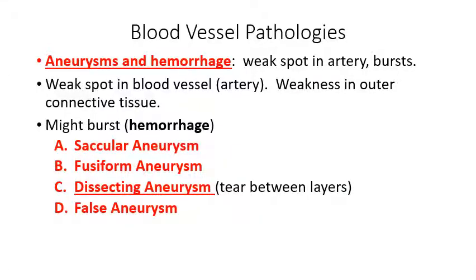Okay, so we talked about a saccular aneurysm versus a fusiform aneurysm. There's another type called a false aneurysm, which is where you just have a growth of tissue on the artery, so it looks like it's bulging, but it's not actually a bulge, it's a lump of tissue. And then finally, there's another type called a dissecting aneurysm, where you get a tear in between one of the 3 layers of the artery.